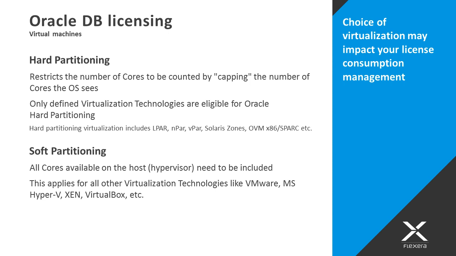Oracle makes a difference between hard partitioning, which is capping the number of cores the OS sees. Capping means that there's no way to use more than the defined number of CPUs. And only very few virtualization technologies are usable for Oracle hard partitioning, which include the IBM LPAR logical partitions, HP nPar and vPar, Solaris zones, or the Oracle Virtual Machines x86 or SPARC. And the choice of virtualization really makes a big impact on your license consumption.